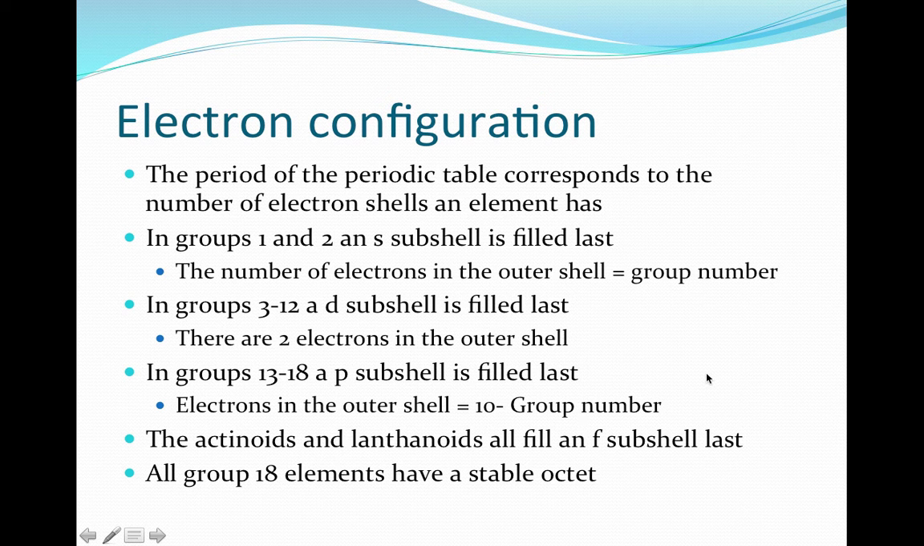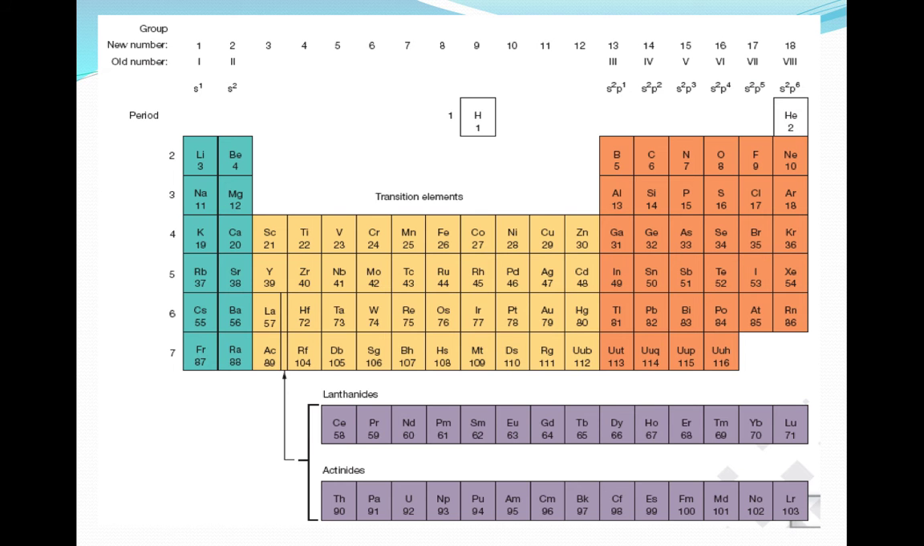And the actinoids and the lanthanoids, down the bottom, they fill an F subshell last, so that is known as our F block. Which group they are in is determined by the number of electrons in the outer shell. Which period they are in is determined by the number of electron shells. So if they're in period 1, they've got just 1 shell. Period 2, 2 shells. Period 3, 3 shells. Nice and simple. So S block, D block, P block, and F block. And you can even say that here, for instance, they've all got S2 and then P1.